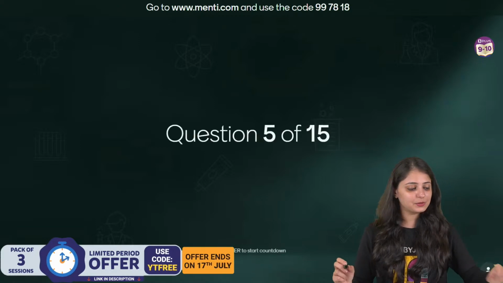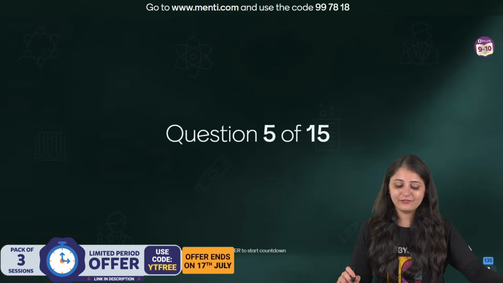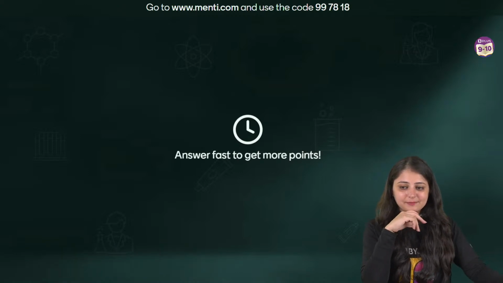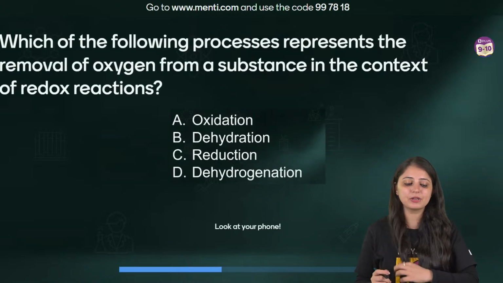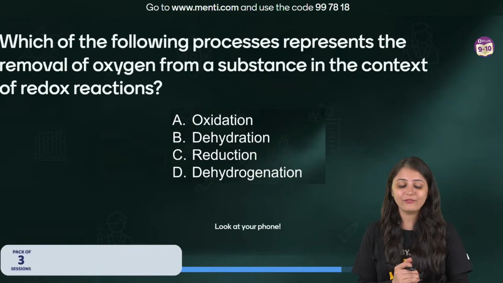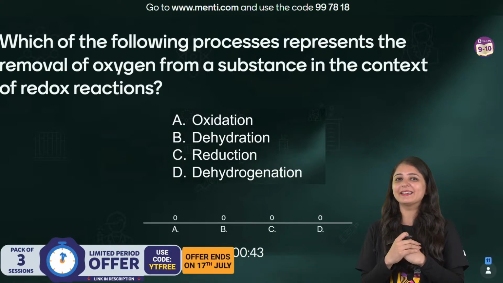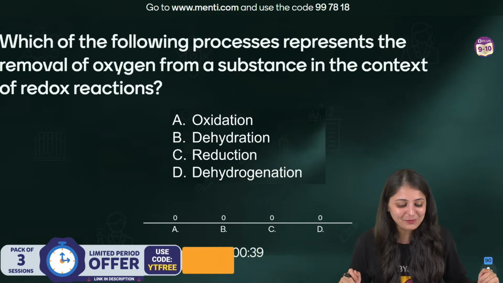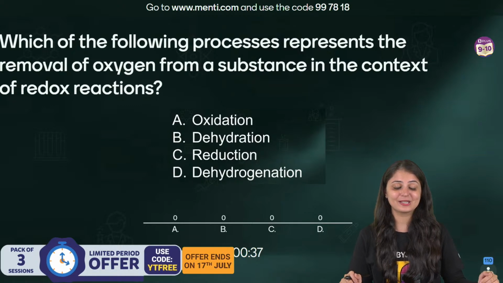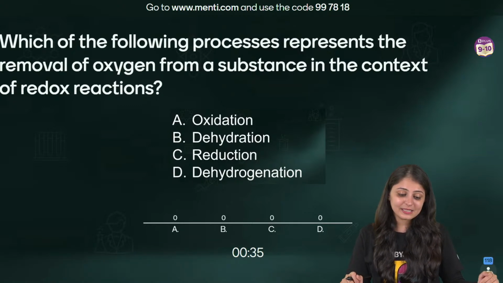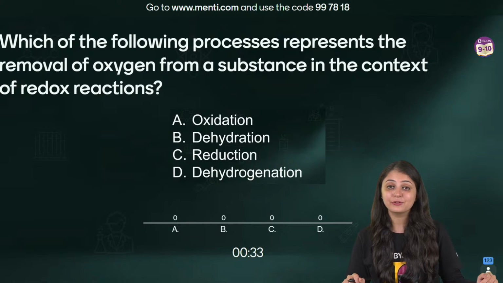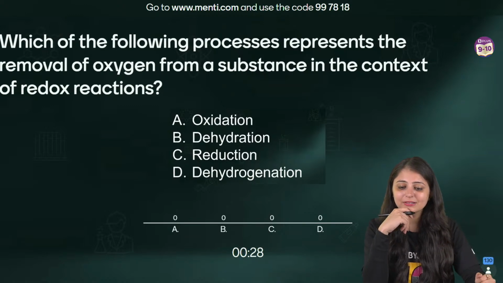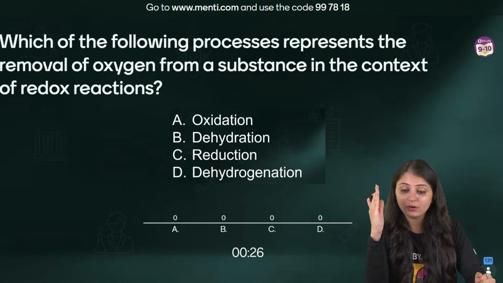Let's move on to the next question. Question number 5 on your screens. Now, let's see what the question is. Which of the following processes represents the removal of oxygen? So I'm kind of making it easy for you to understand. Focus a bit on the catchphrase. Removal of oxygen from a substance in the context of redox reactions. Is it oxidation, dehydration, reduction, dehydrogenation? What is the correct answer? Think about this one. They're saying removal of oxygen.